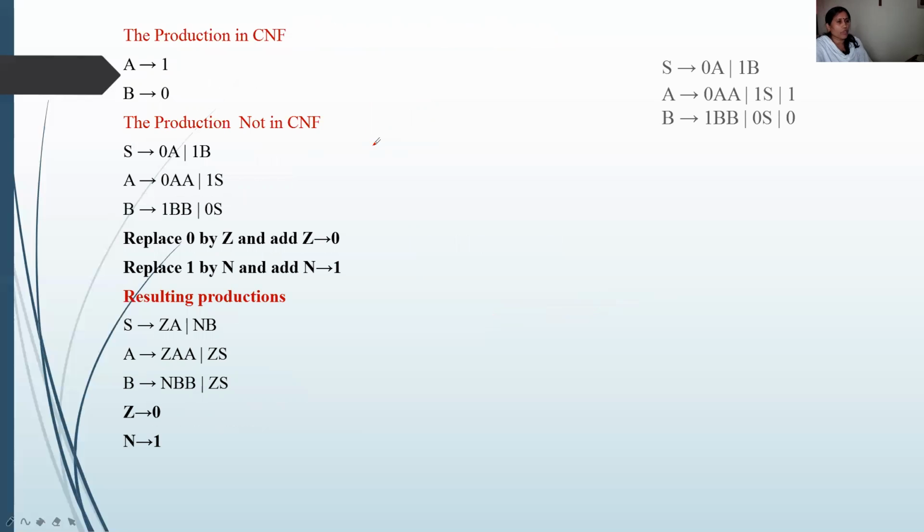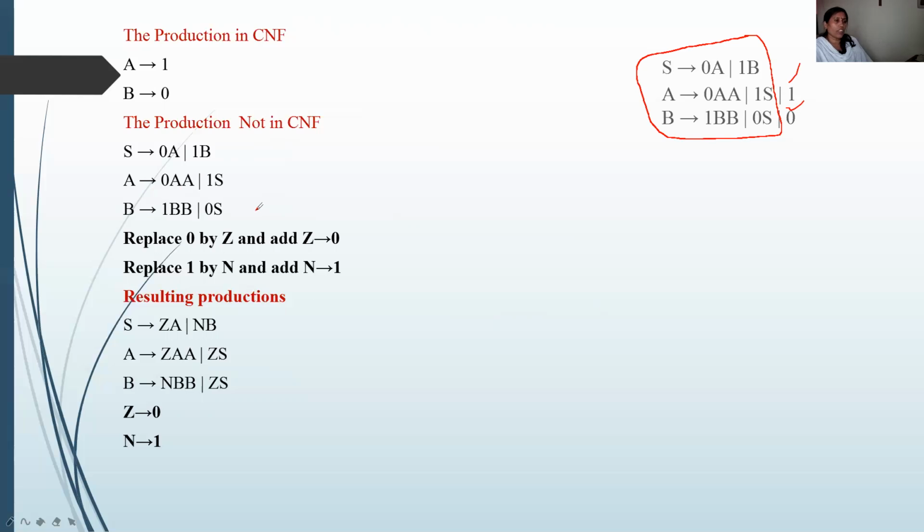The productions which are not in CNF form are, check here, the productions you have written here. This is in CNF form. This is in CNF form. All these productions are not in CNF form. So in the first step we have written S produces 0A, 1B, A produces 0A, 1B, B produces 1BB, 0S.